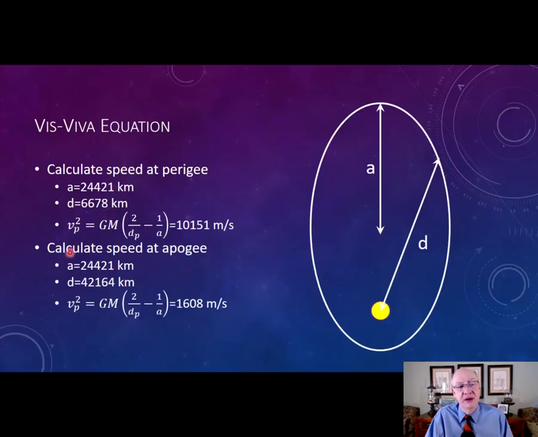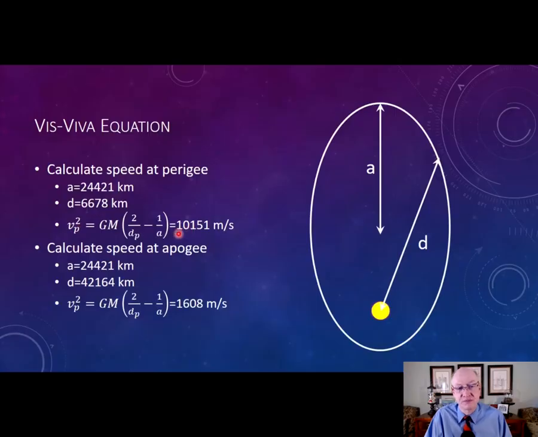So now let's plug our numbers in. V squared is equal to GM times 2 over the distance minus 1 over a. Now I have to be careful here because both of these are in kilometers, and in my equation to get the velocity they need to be in meters. So I need to convert both of those to meters. I take 2 over the perigee distance minus 1 over the semi-major axis, and that gives me the velocity squared, and I take the square root of that.